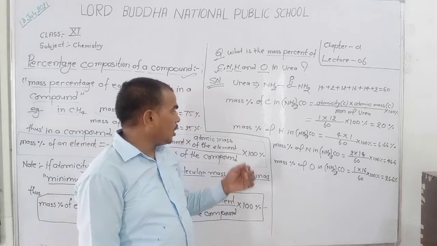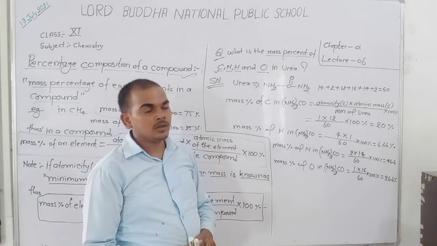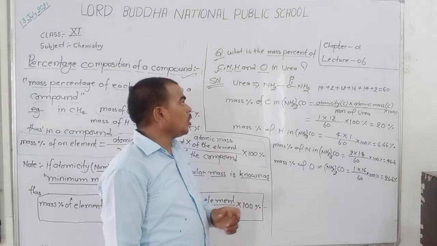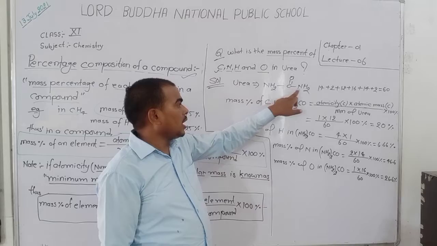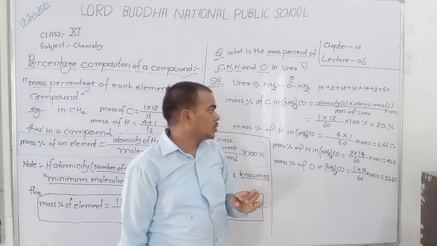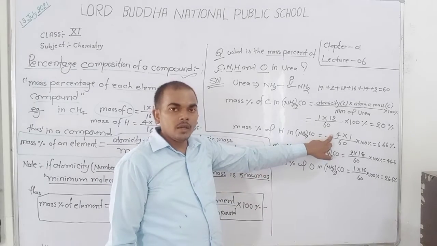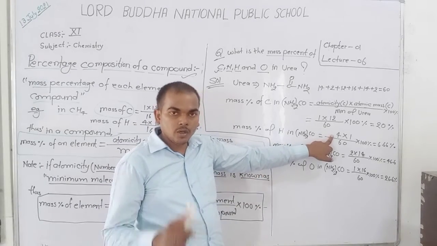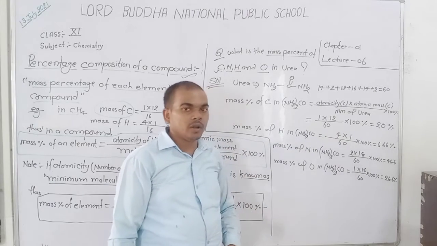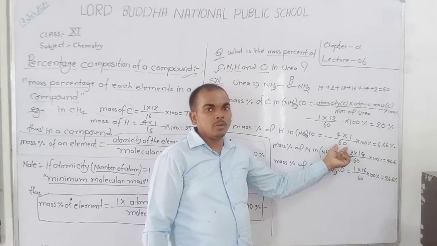Now, mass percent of hydrogen in urea. Dear student, in the formula of urea, you observe here 2 hydrogen and here 2 hydrogen. Total number of hydrogen is 4. So the atomicity of hydrogen in urea is 4. The atomic mass of hydrogen is approximately 1. So write here 1.